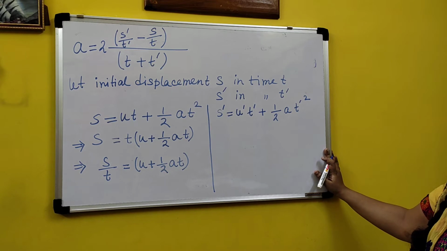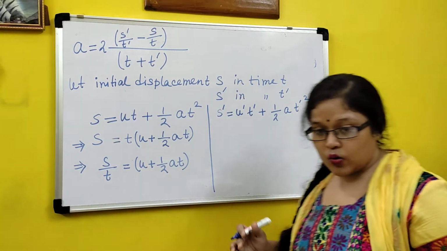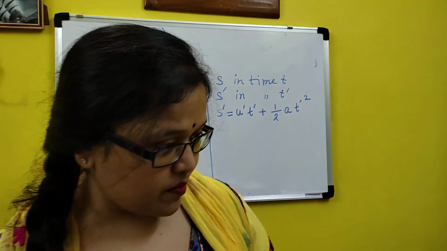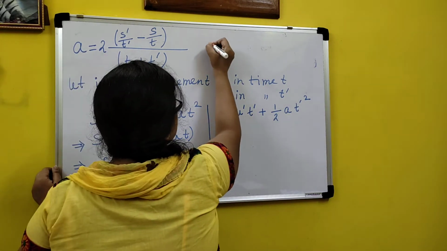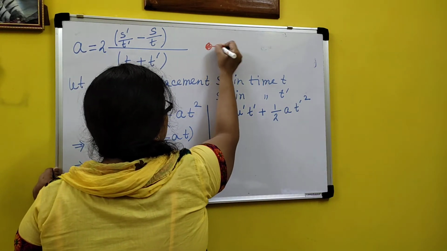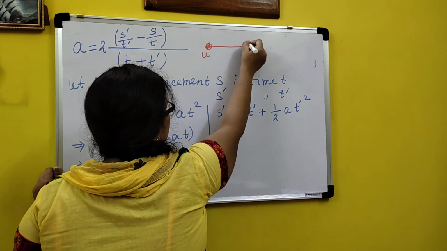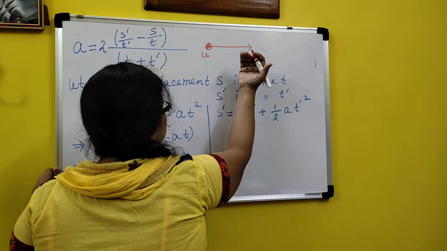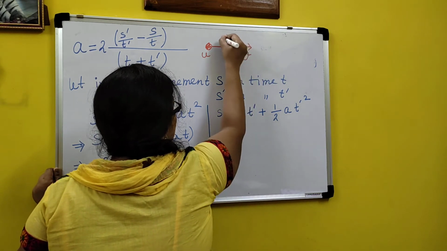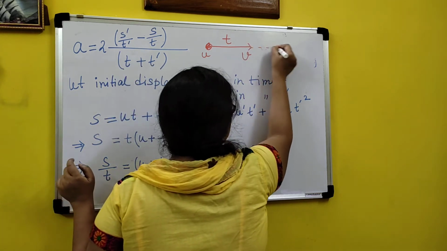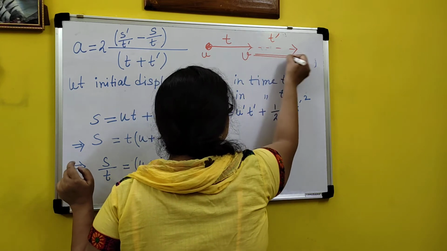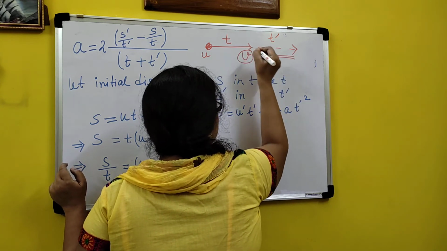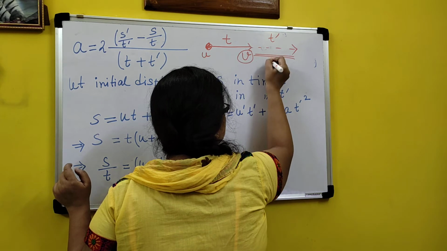Done. Now when an object is moving, I need my marker's cap. Suppose an object is moving, see the red ball. Right now here it is u, here v. Now when it is at v, this is within time t. After that it is moving within t prime. So for this second instant of time, this v serves as the initial velocity of this time interval.